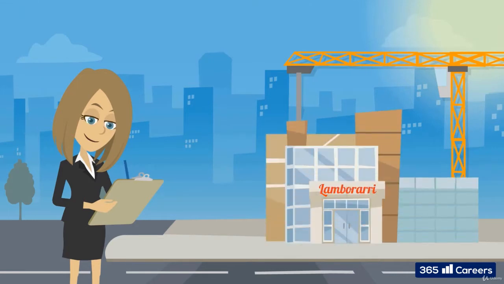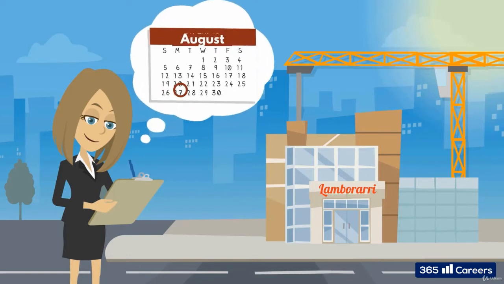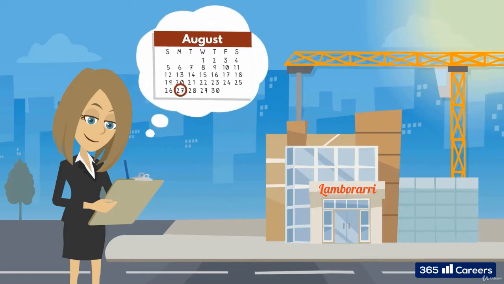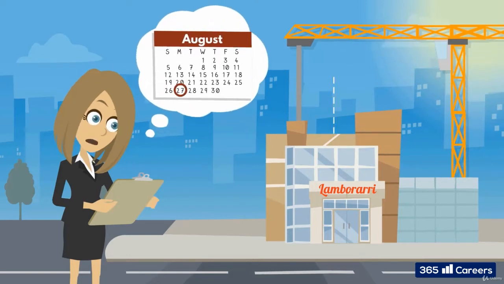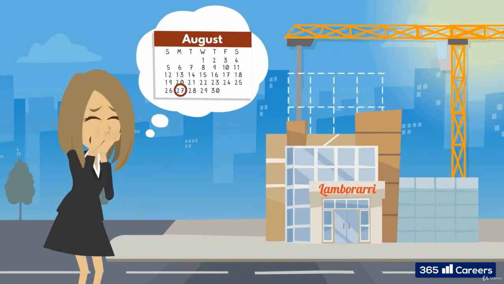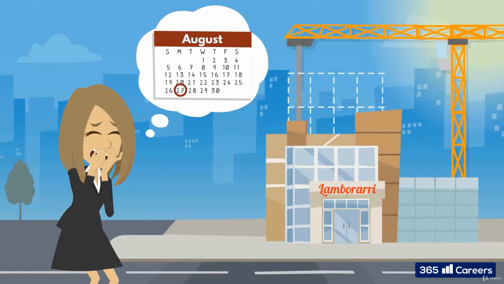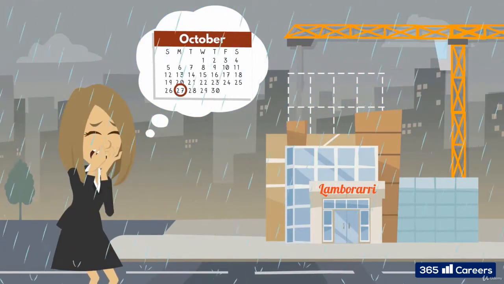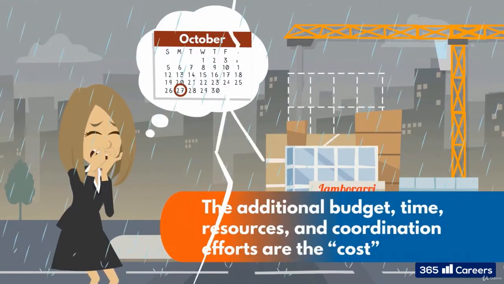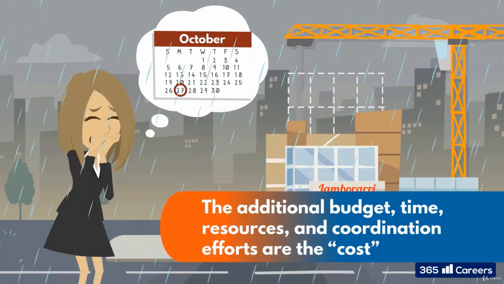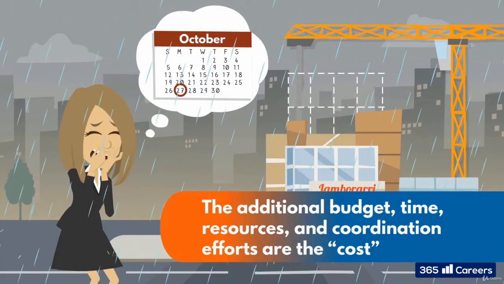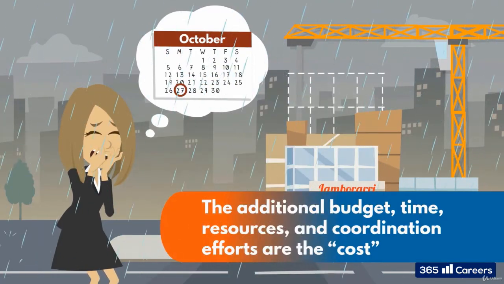Say you've planned for our showroom to be finished by the end of August. But when July comes around, Lamborghini decide they want to add an additional floor. It's clear that construction won't be complete now until at least October, maybe longer due to bad autumn weather. The additional budget, time, resources, and coordination efforts that are required to adjust for the change are the cost.